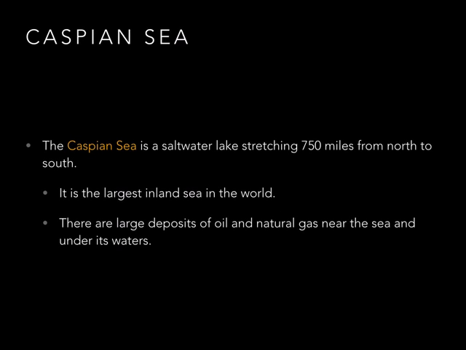Caspian Sea. The Caspian Sea is a saltwater lake. It stretches 750 miles from north to south. It's the largest inland sea in the world. And around the edges and under its waters are large deposits of oil and natural gas.